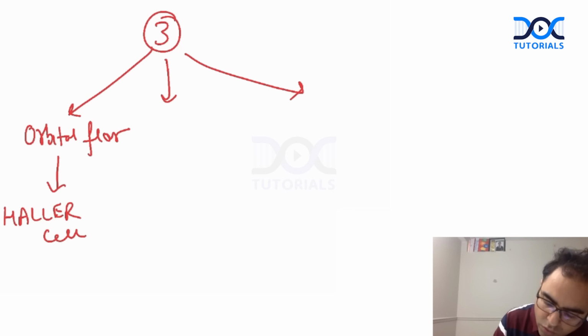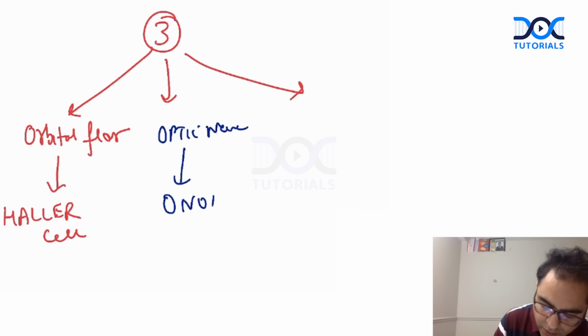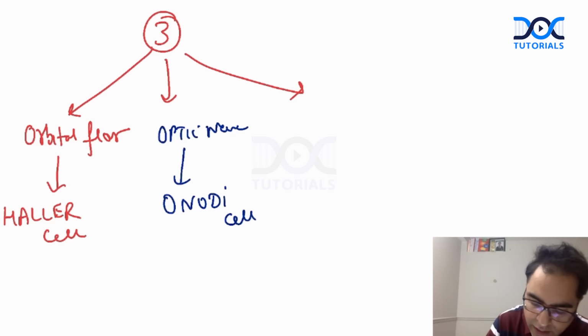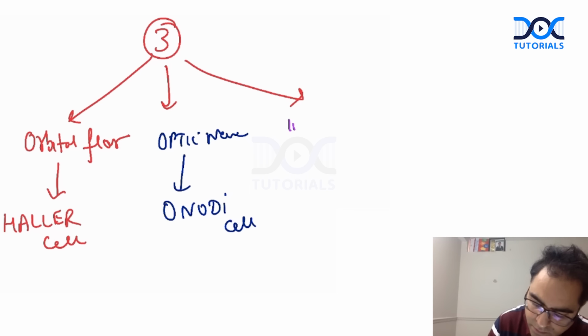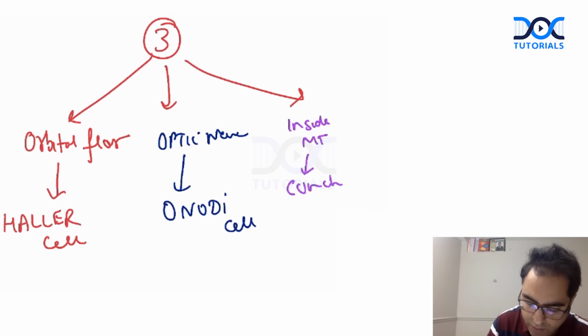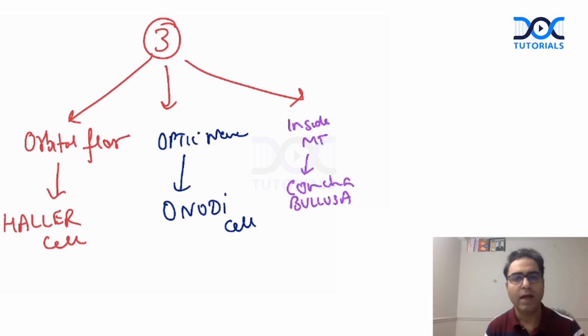They can grow close to the optic nerve. Then they're called Onodi cell. And they can grow inside the middle turbinate. If they grow inside the middle turbinate, they are called concha bullosa. Am I clear?